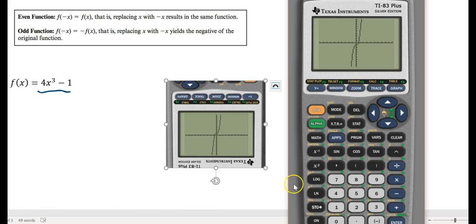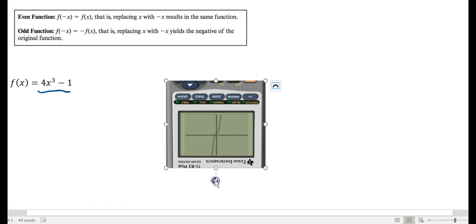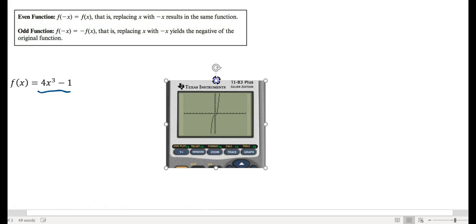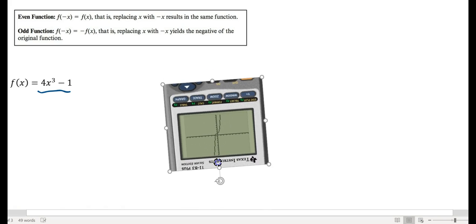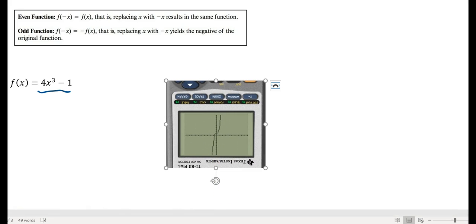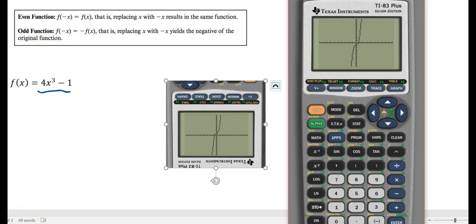So let me say that little trick again. If you want to find out if a function is odd or not, just take your calculator and hold it upside down, rotate it around. There you go. It needs to look exactly like it started with. If it's exactly the same picture, then it's odd. If it's not, it's neither.